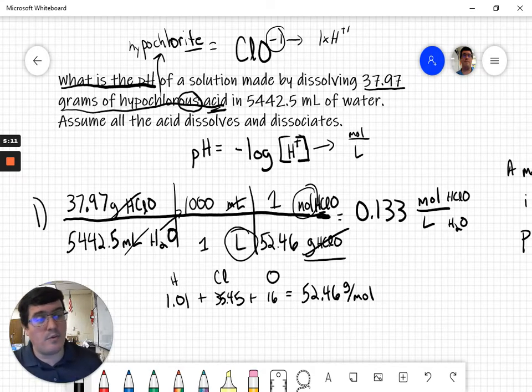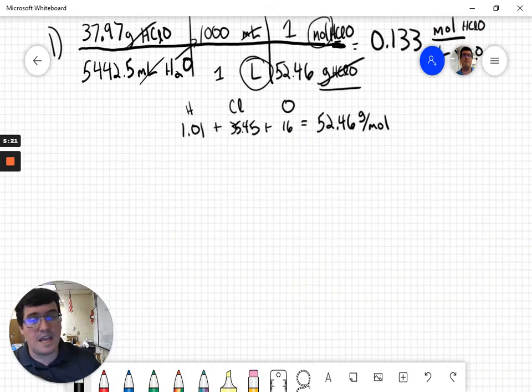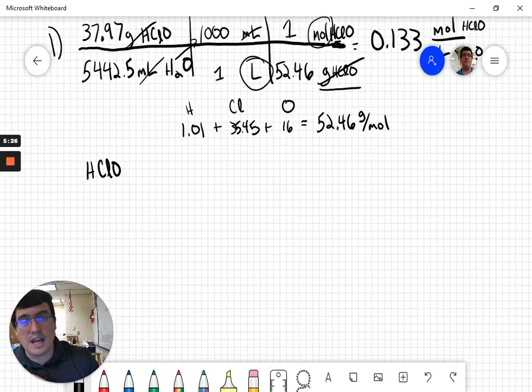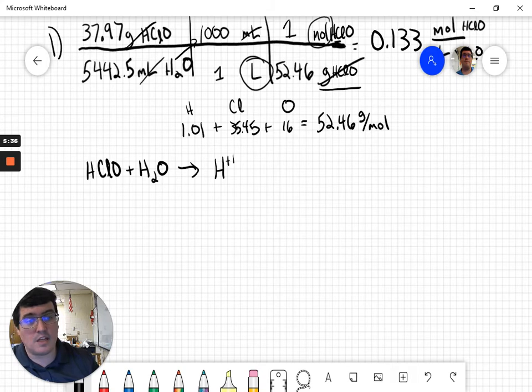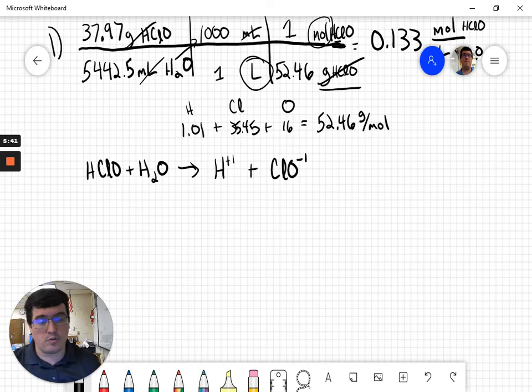Step two is now that we've got concentration, we realize something. It says here, assume all the acid dissolves and dissociates. What that means is when I take HClO, or hypochlorous acid, and I add it to water, it's going to break apart in solution. And we're going to wind up with a bunch of H plus ions floating around, and a bunch of chlorite ions also floating around. So this thing right here is going to bring out this.